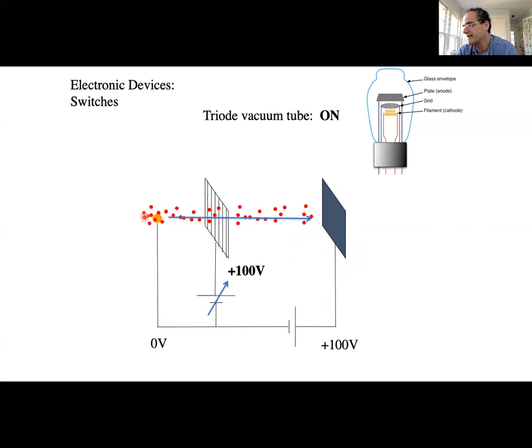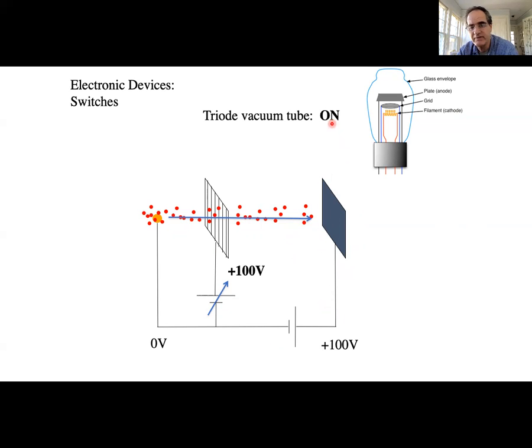So electrons that are emitted by the filament and accelerated by the grid will either stop at the grid, or for the most part, they'll continue on until they hit the plate. So now I have a current of electrons going from the filament to the plate. This is a switch, and the switch is on.